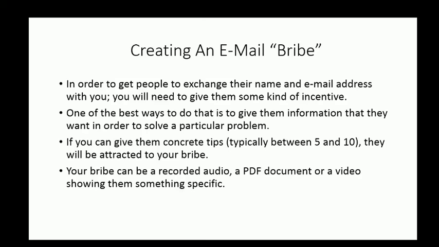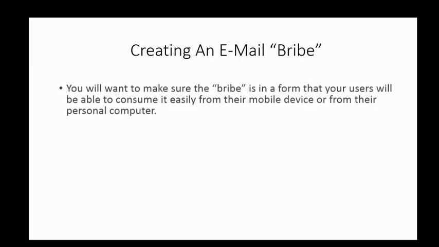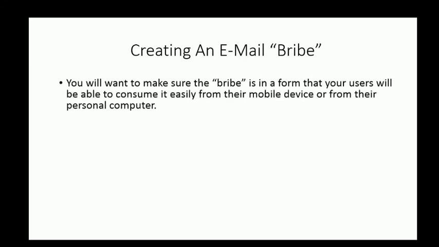And this bribe is typically enough to get them to give you their name and email address if you have found the right audience. Now, in some cases, you can purchase an information product that's ready-made for a bribe by picking up private label rights or resale rights products. You will also want to make sure that the bribe comes in a form that your users will be able to easily consume from their mobile device or from their personal computer.